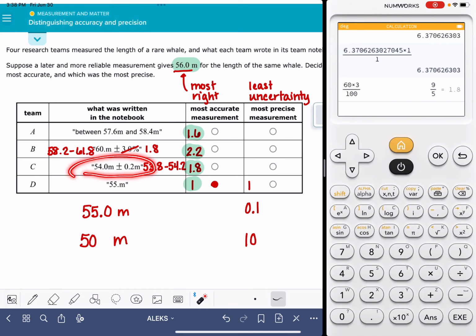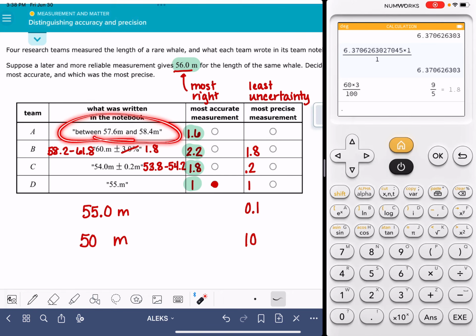For this one, the uncertainty has been expressed for us. The uncertainty is this plus or minus 0.2. So the uncertainty here is 0.2. For this one, the uncertainty was communicated by the 3% of 60. We calculated 3% of 60. It was 1.8. That's the uncertainty there.